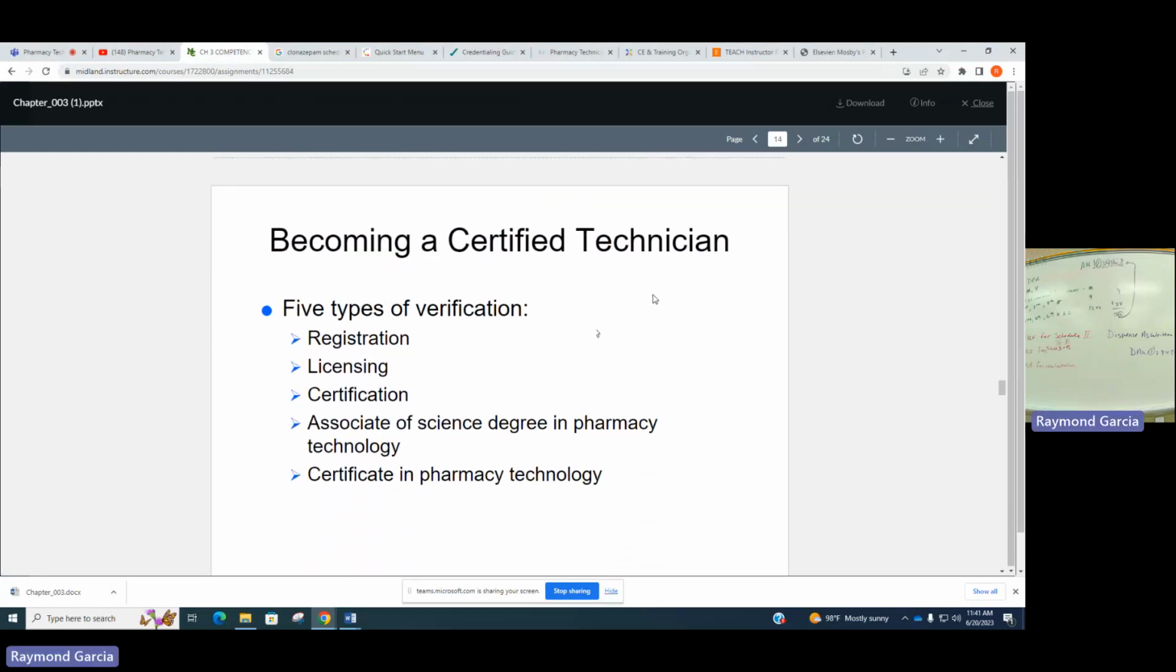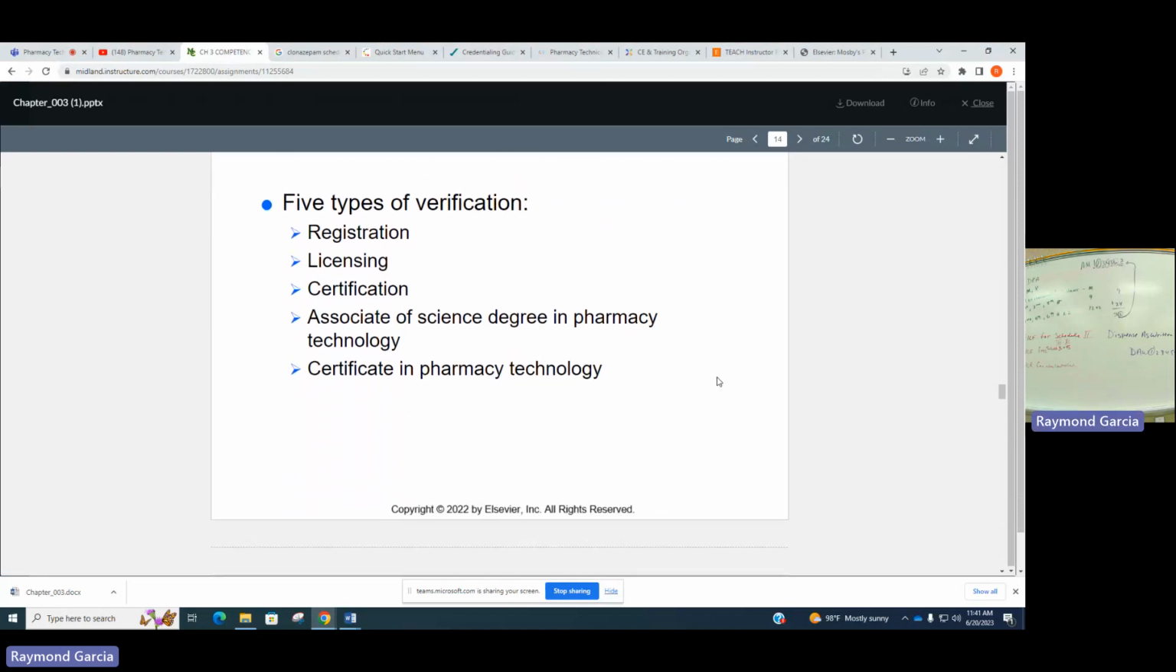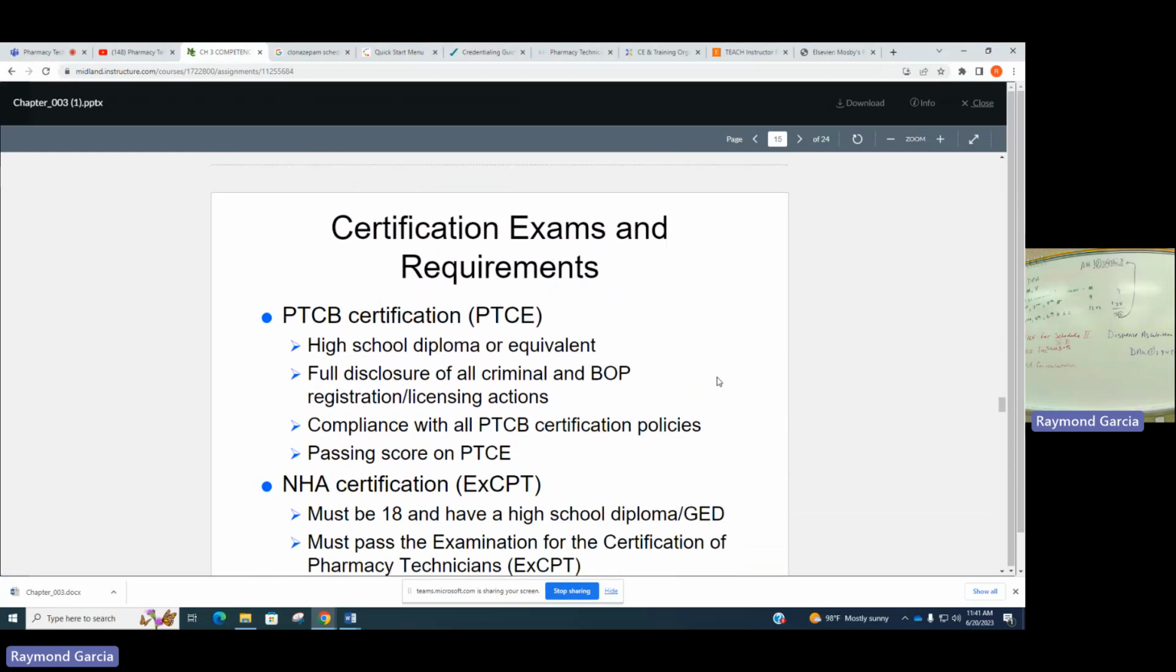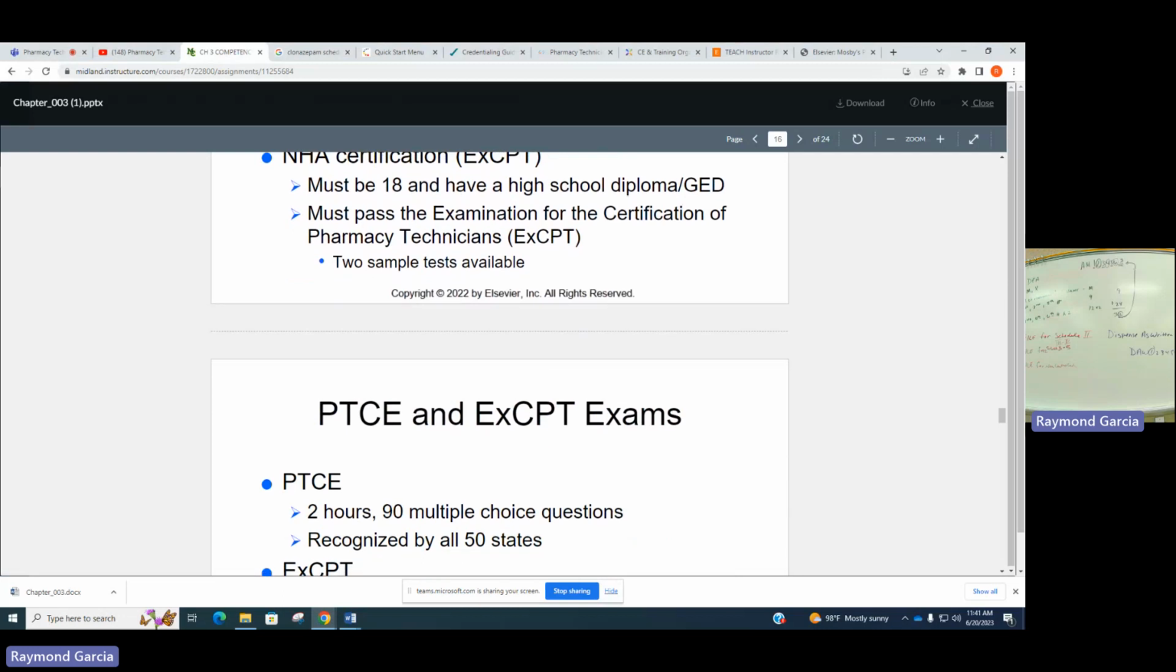Showing that becoming a certified tech, you have 5 types of verification: registration, licensing, certification, associate of science degree in pharmacy technology, and certificate in pharmacy technology. The 2 different types of organizations: PTCB and NHA. Again, that's on page 72, and I'm pretty sure you'll have to utilize this part to answer questions in the lab. So just look over that.